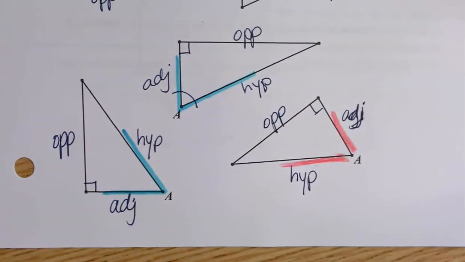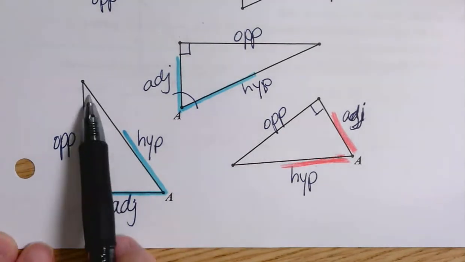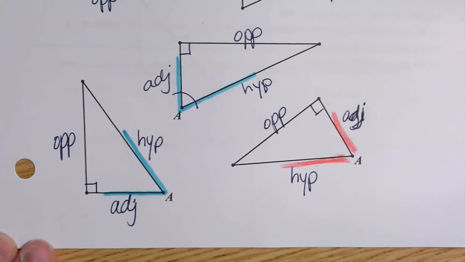Okay, so you have to be able to identify, first of all, which angle you're working from. Like, which angle am I looking at this right triangle from? And it's always going to be one of the two acute angles, not the right angle. And then identify the three sides as hypotenuse, adjacent, or opposite based on which angle you're using.